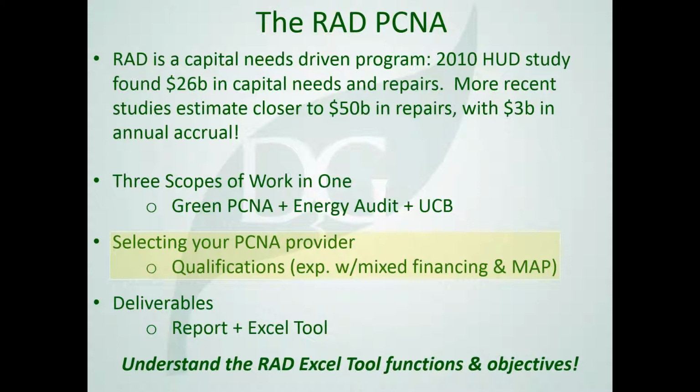Qualifications, experience with mixed finance, experience with the Multifamily Accelerated Process, and experience with the RAD program with documented successes should be things you're looking for. Deliverables for the RPCA include both an Adobe Acrobat written report as well as an interactive Excel tool. The Excel tool is a workbook provided by HUD that the needs assessor needs to complete. That Excel tool goes to the client, to the lender for their review and their augmentation or changes to it. A key part of a successful RAD program is to understand the Excel tool functions and objectives.